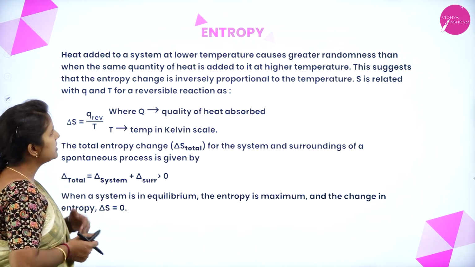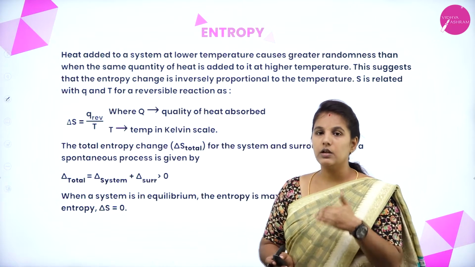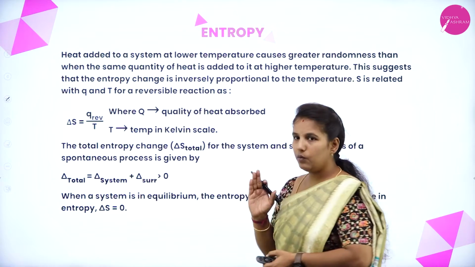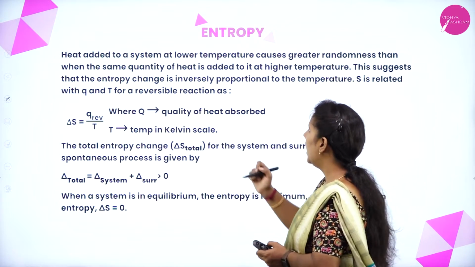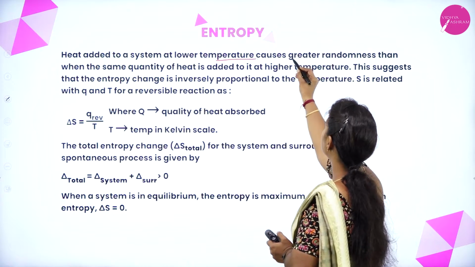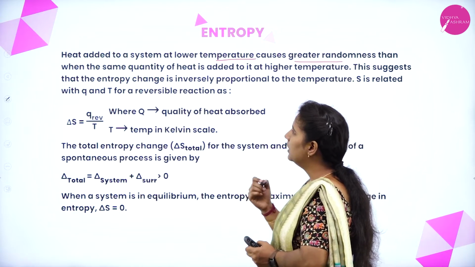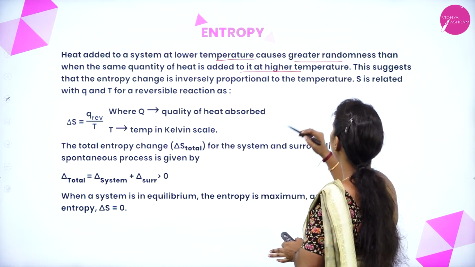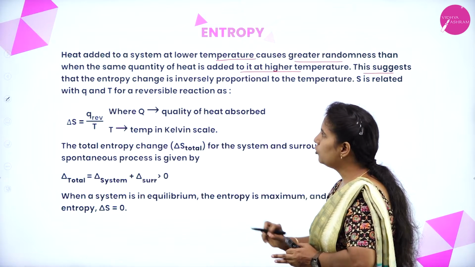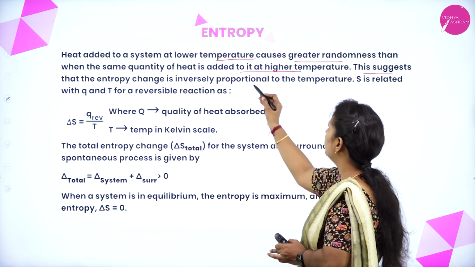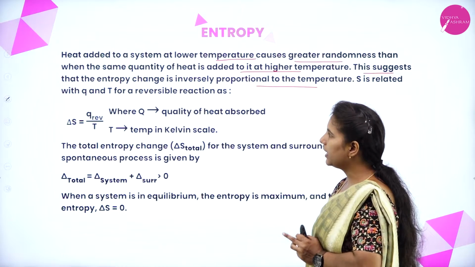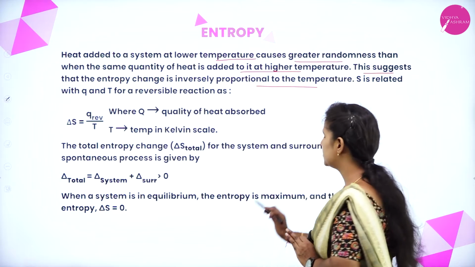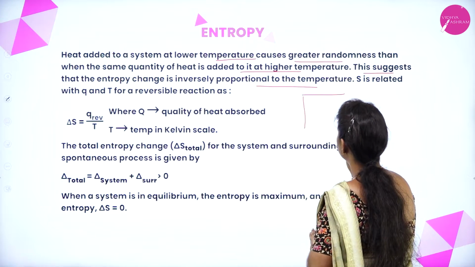Okay. Next, we will understand a few things by taking heat as one of the factors. When we supply heat to the system at a lower temperature, it causes a greater randomness. When the same quantity of heat is added at a higher temperature, it suggests that the entropy change is inversely proportional to the temperature, and S is related to Q as well as to the temperature for a reversible reaction.